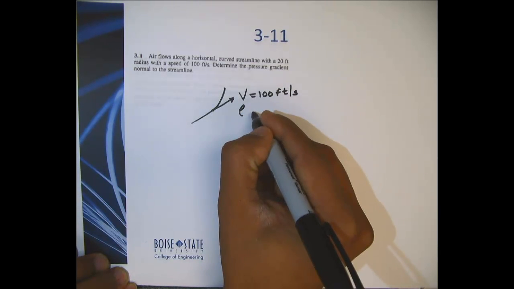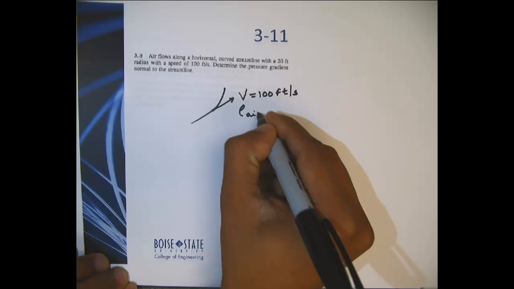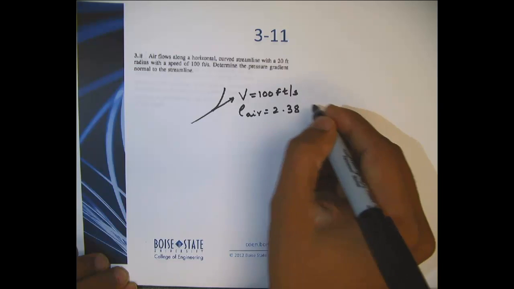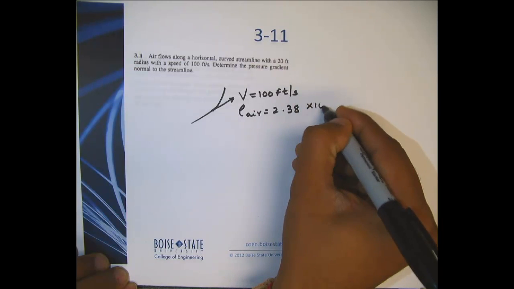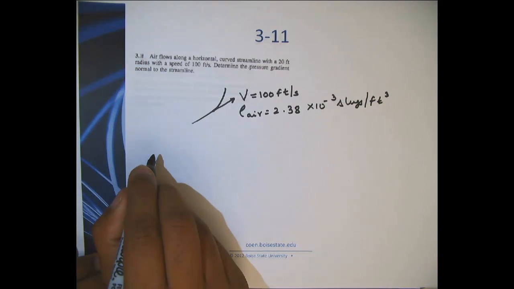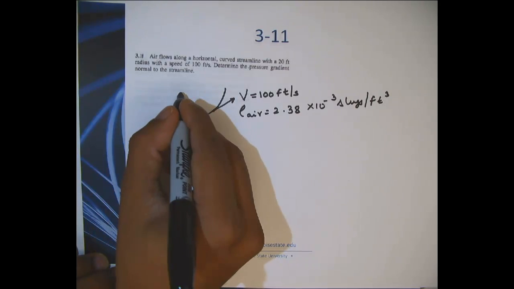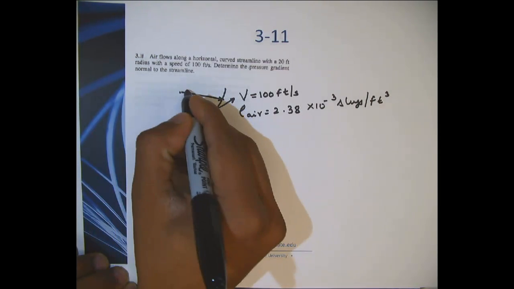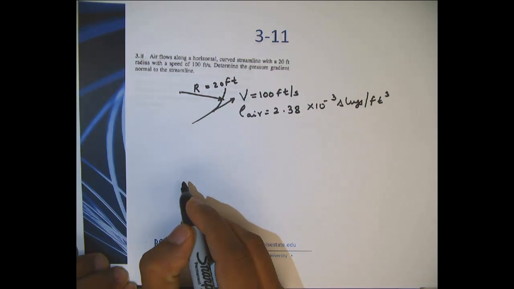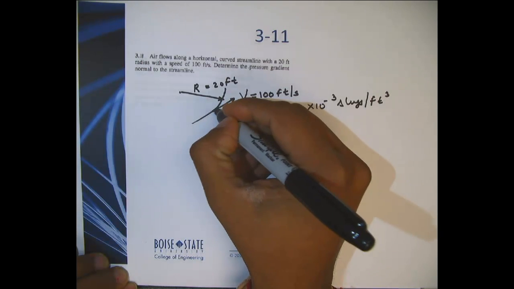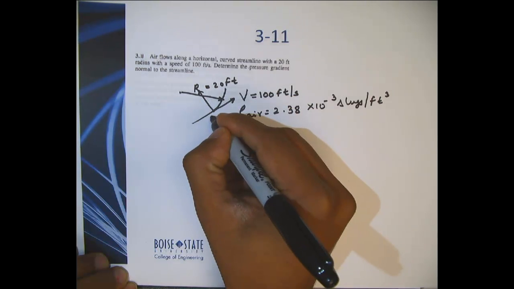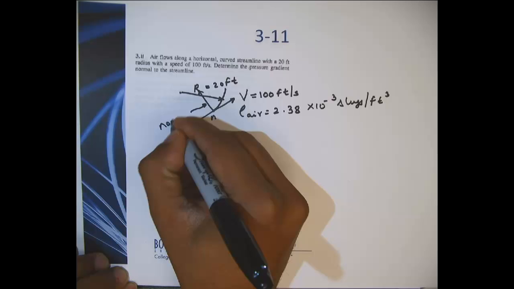You know that it's again air, so you know the density of air, and we're talking about feet, so make sure you pick the correct units, which is the British units. So I get slugs per cubic feet. Then you're given a radius of curvature r, which is 20 feet. The normal for this flow across this streamline would be this. I represent it with an n, so this is your normal.